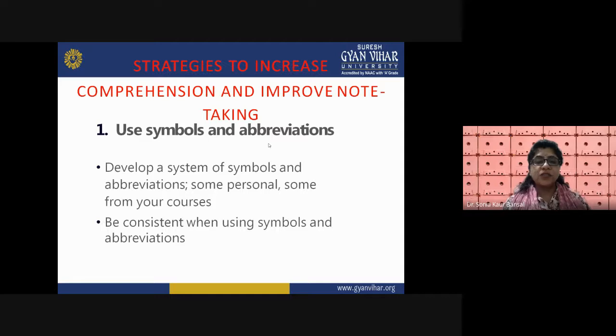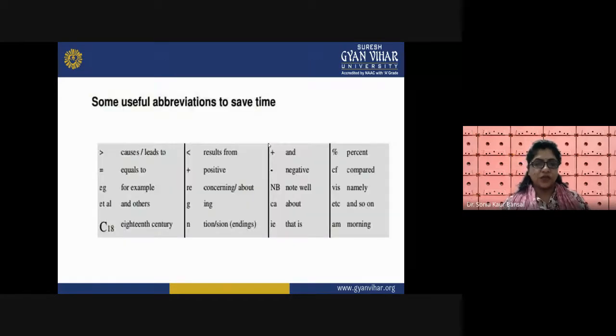An abbreviation is also something that gives you a short form. It is not possible each and every time to write down all the words again and again. So develop a system of symbols and abbreviations, some personal, some from your courses. Be consistent when using symbols and abbreviations. These were the symbols that we discussed earlier. So just have a look at this.